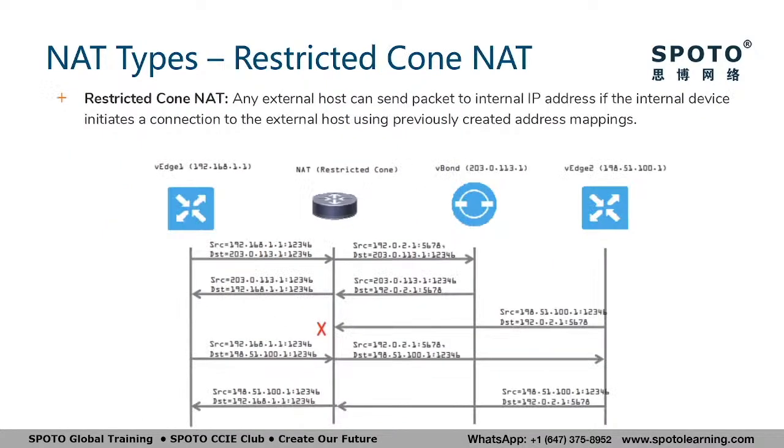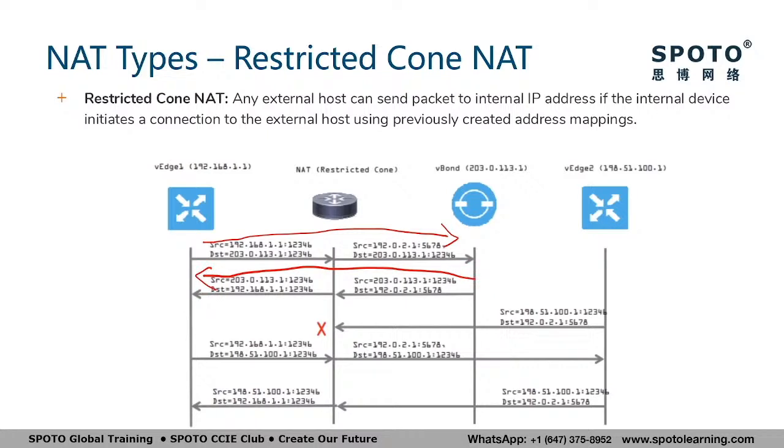The second one is restricted cone NAT. Any external host can send a packet to the internal IP address if the internal device initiates a connection to the external host using the previously created address mapping. So when this device would like to talk to this device, and this device responds back, the NAT session has been created.